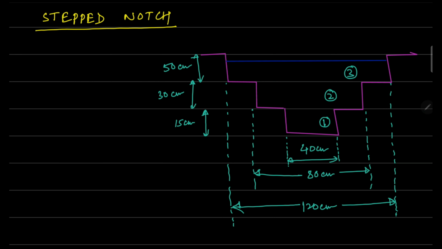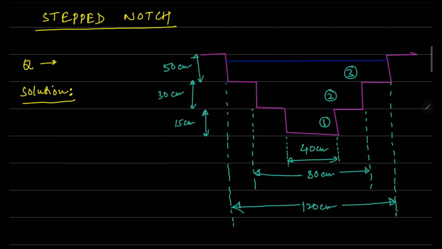So in the problem of the step notch, the geometry of a step notch is shown over there, where three steps are there, 1, 2 and 3. The dimension of each step is shown, which is 40 centimeter wide, 80 centimeter wide and 120 centimeter wide. However, the height of the levels of all the rectangular notches is given. The problem which we have to solve is to find the discharge over this stepped notch. So let's start for the solution.